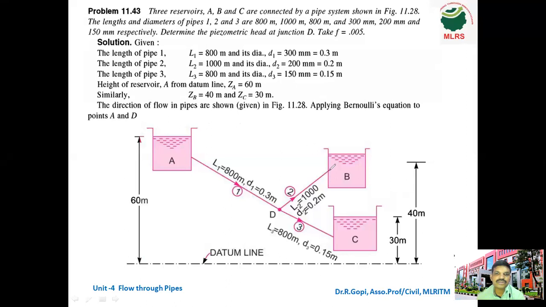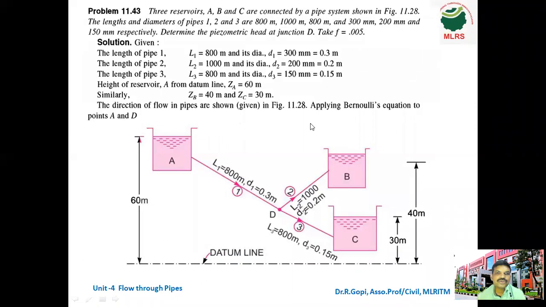Now this diagram is not to scale. You may doubt, sir, here B is at higher elevation and D is at lower elevation, so the arrow mark will come like this, na, sir. Why is it going upward, sir? Like that you may ask. But it is not to scale, it is not to scale only. Let us check in the problem.